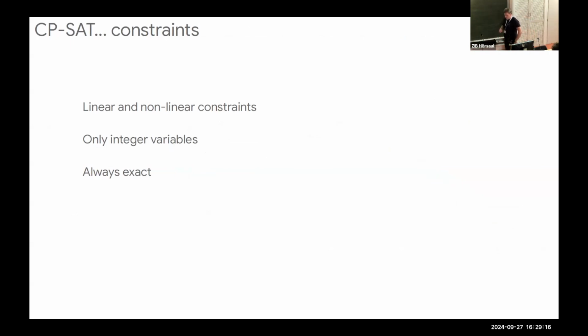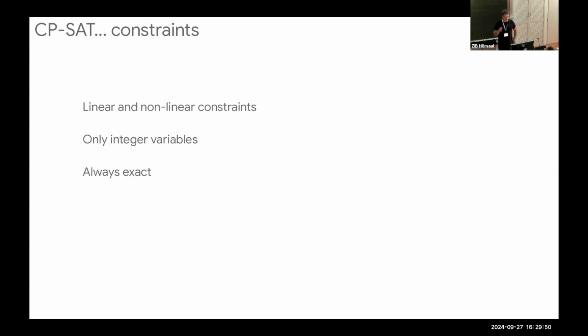CP stands for constraint programming, SAT stands for satisfiability solver. So CP-SAT is a constraint programming solver built on top of a SAT solver. In a nutshell, it's like an integer programming solver plus some specialized nonlinear constraints. It only supports integer variables, but it also supports some nonlinear constraints, and it's always exact. The whole implementation is done on integer arithmetic.